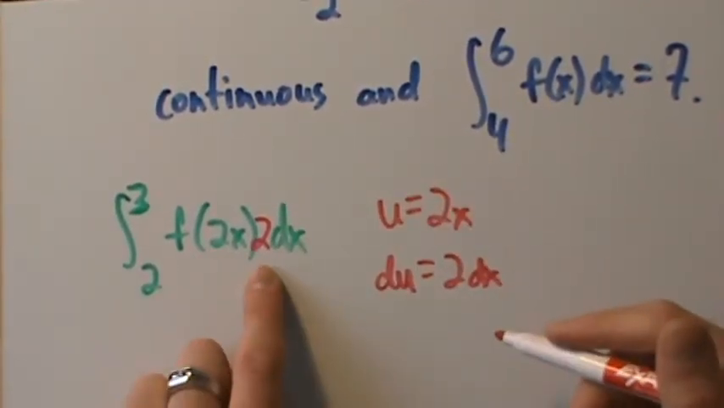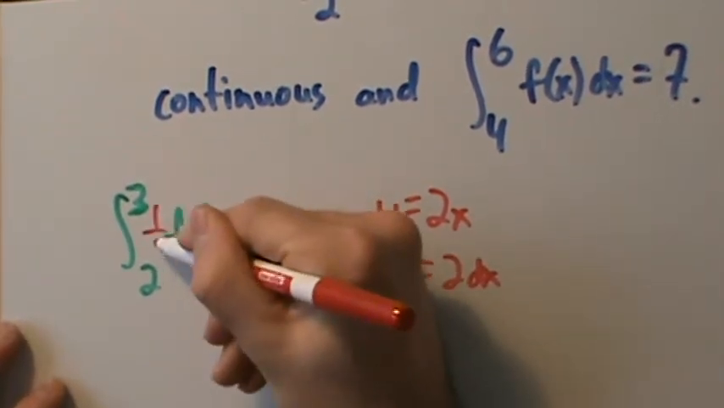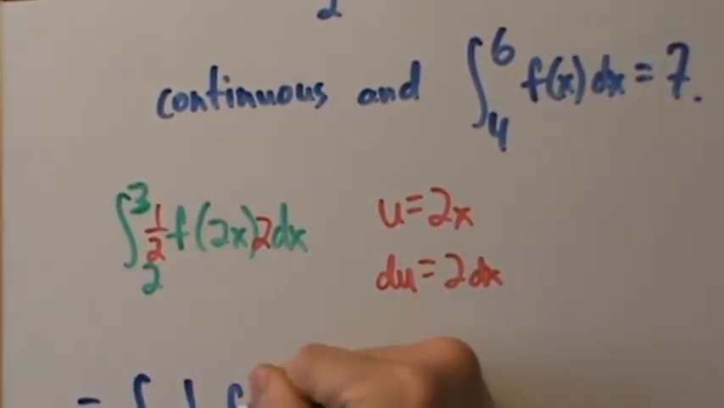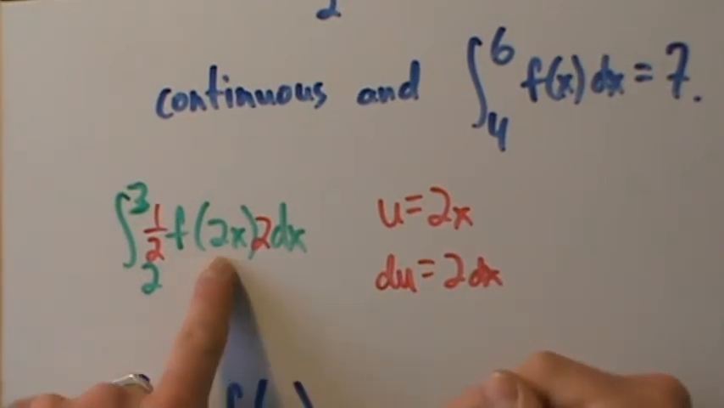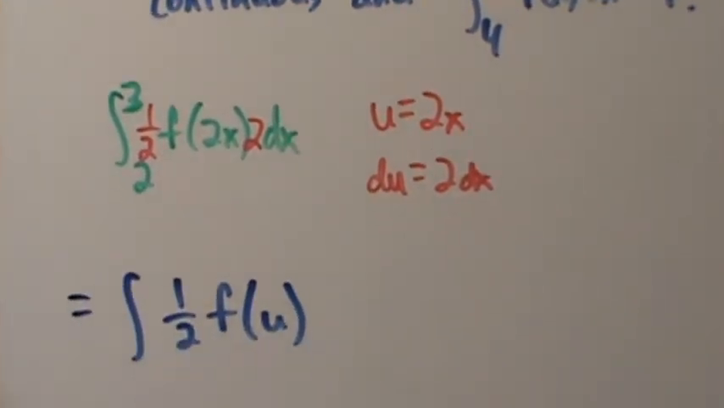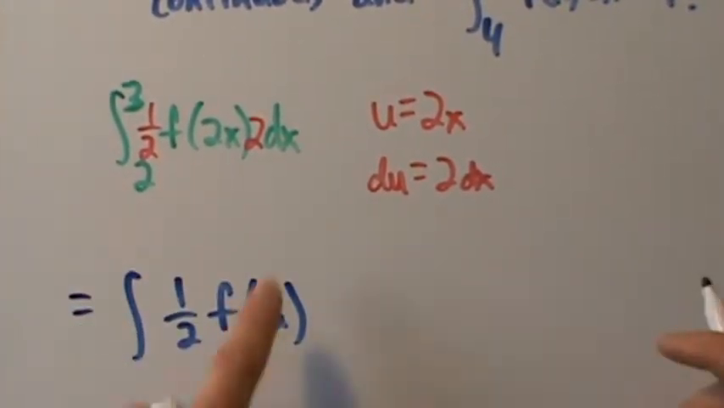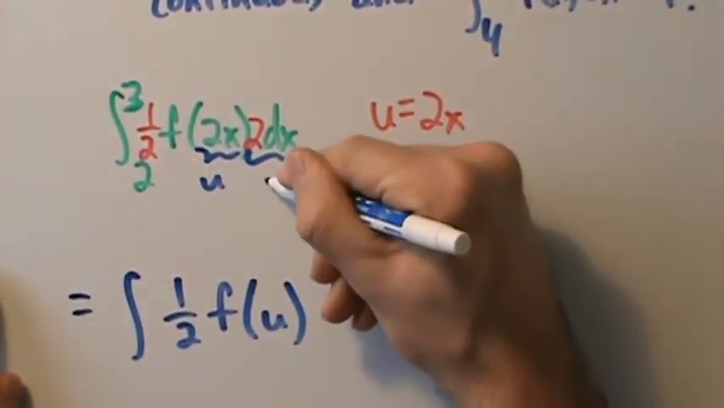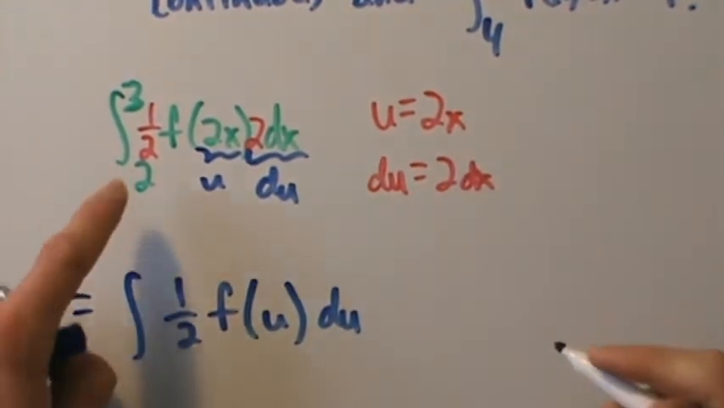What did I just do? I just multiplied everything by 2, so let me divide everything by 2 to make that okay. Now the integral becomes 1/2 f of u, since 2x is u, and then 2 dx is du. And we still have this 1/2 out here.